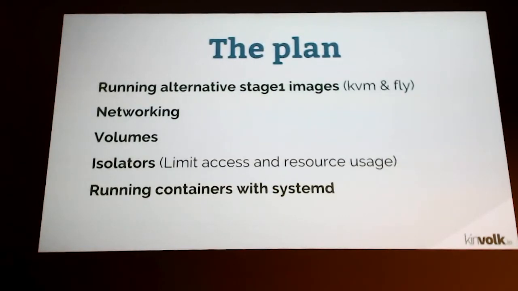So the plan is, last time I mentioned that there are multiple flavors that you can run your apps in, stage one flavors. Stage one is basically the runtime environment that your application runs in. The general one everybody knows is the container runtime, which sets up namespaces, C groups, stuff like that. There's also a KVM one that I mentioned last time, and then there's one called Fly, where there's actually no containment. I'll show running those, and what the differences are.